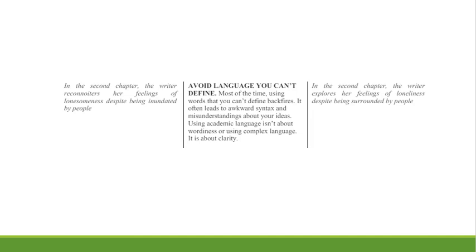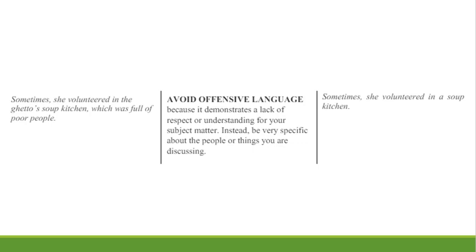This gets back to something I said earlier: avoid writing words that you may be unfamiliar with. Of course, you've got Google that you can look things up, but remember somebody else is reading it too. You don't need to write something to come across as being smarter than you are. So in this example, "In the second chapter, the writer explores her feelings of loneliness despite being surrounded by people."